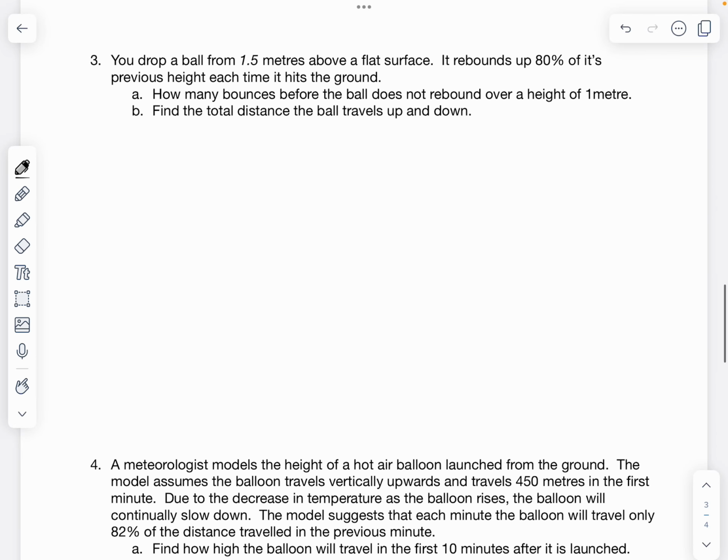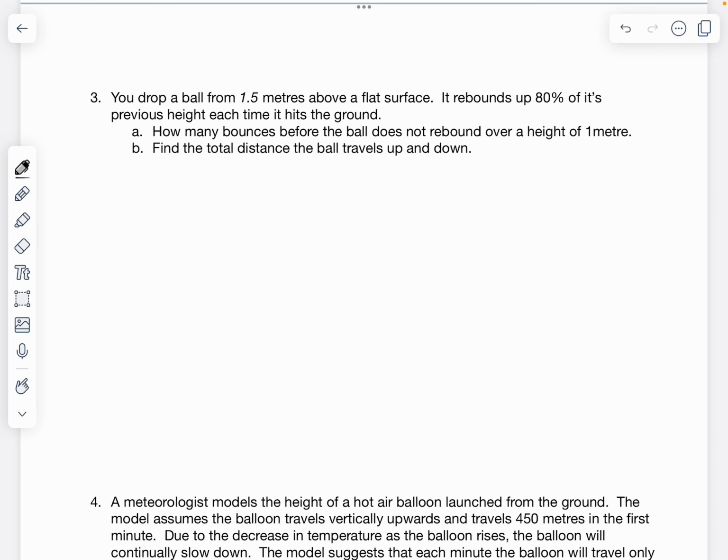They love ball bouncing problems in IB, which is why this one is here. You drop a ball from 1.5 meters on a flat surface. So you're dropping the ball down like this, and it's going to bounce. It's not going to bounce all the way up, though. It's only going to bounce to 80% of its height. So 80% of 1.5, if you multiply by 0.8, is 1.2.